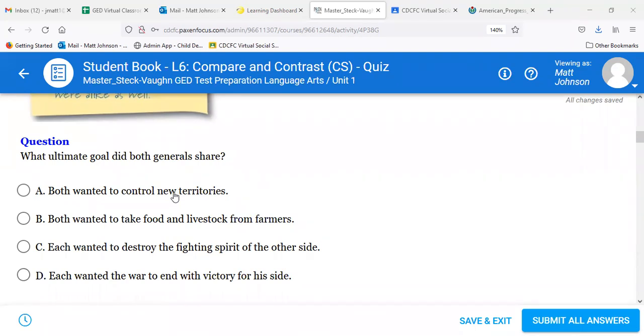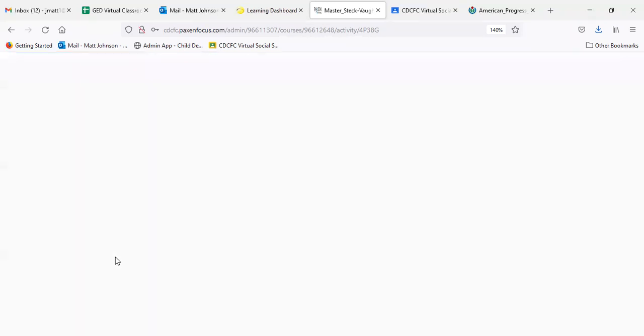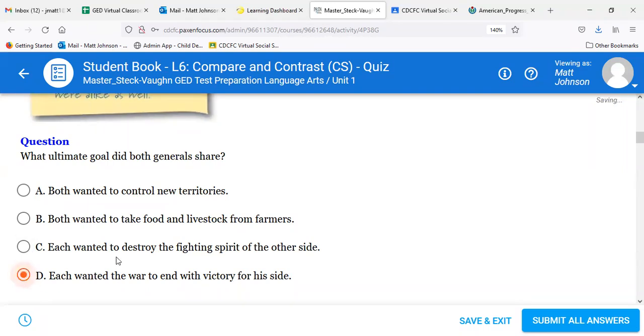D. D is in dog, right? That one's kind of straightforward. Yeah, you kind of figure most generals are going to want to win victory for their side, but you can also eliminate the other ones, right? Well, they don't really say that Lee wanted to control new territories. They don't really talk about controlling new territories at all as an objective for either general.